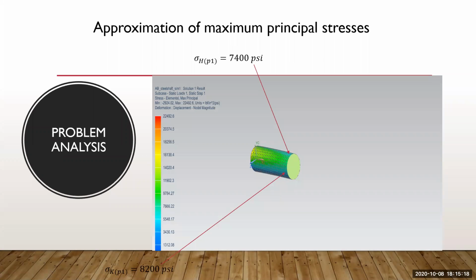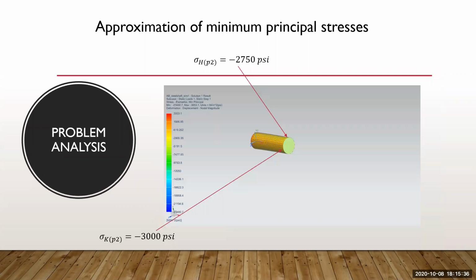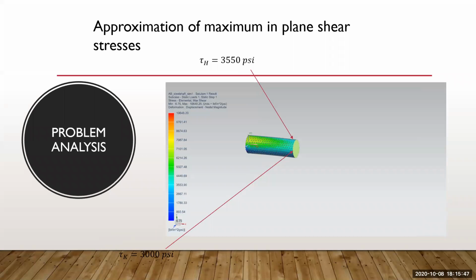And then this one was using a different method. And after using a different method to find the stresses, we find that the values are approximately the same if you round them off. Again, different method, but at this point, we're just calculating the minimum principal stress.